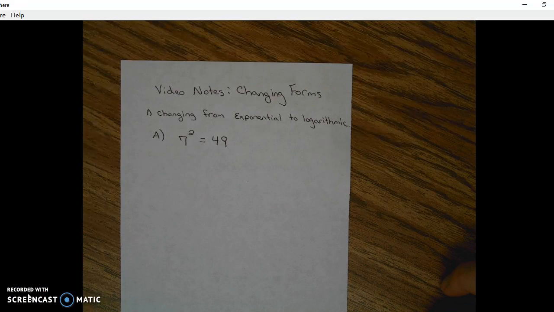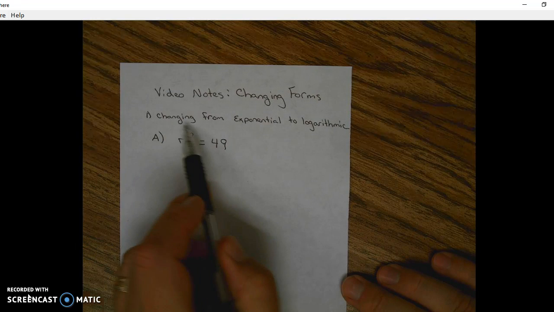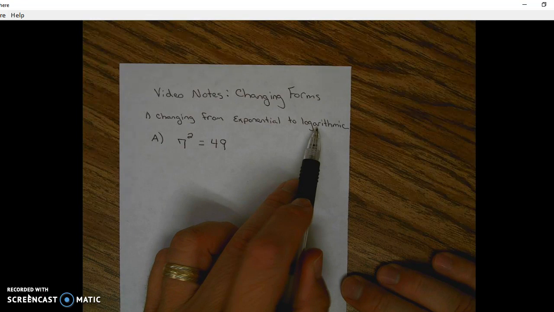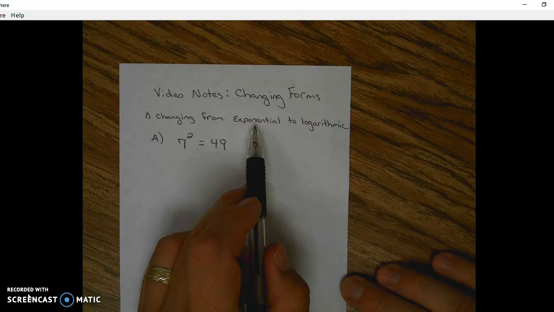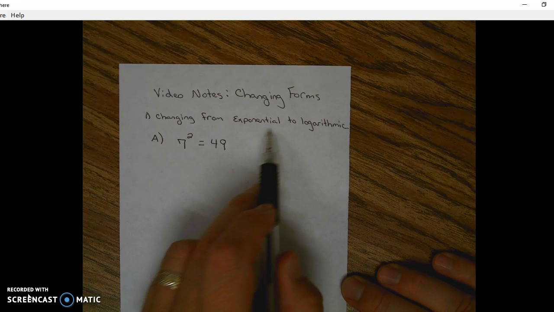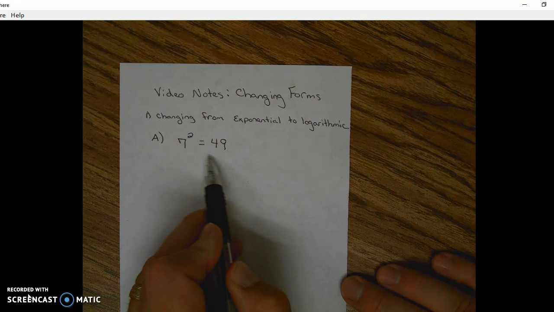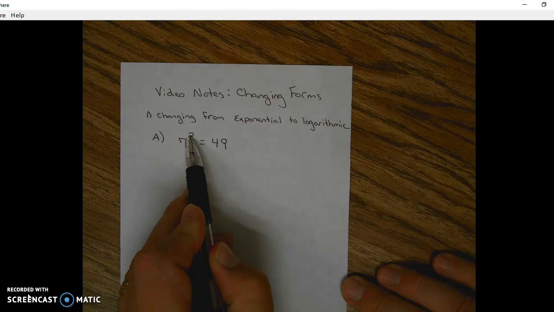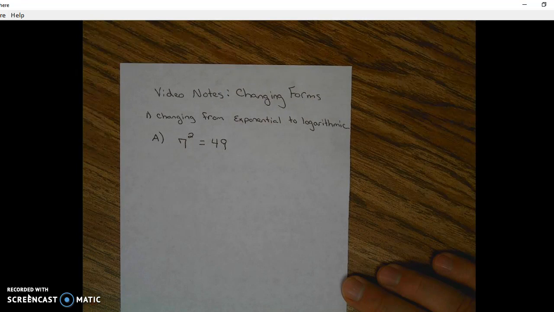Hey guys, we're looking at changing forms. What do I mean by that? Well, going from exponential form to logarithmic and going from logarithmic to exponential. So right now we're going to look at going from exponential to logarithmic. So this is obviously an exponential form because we have an exponent and there's no log here.